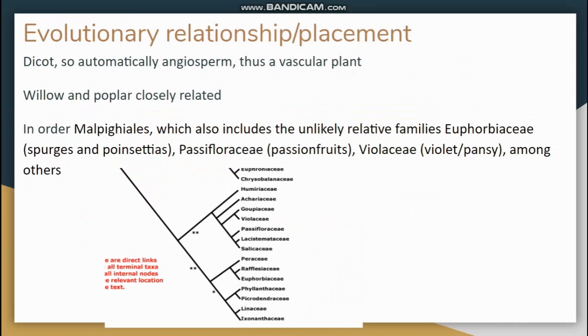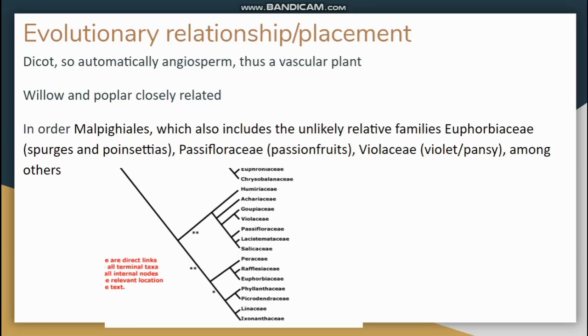So, we're not going to worry too much about where they belong in the entire plant kingdom. They are dicotyledonous, which means they are an angiosperm, or flowering plant. They're vascular plants. Willow and poplar are the closest relatives to each other in the Salicaceae.